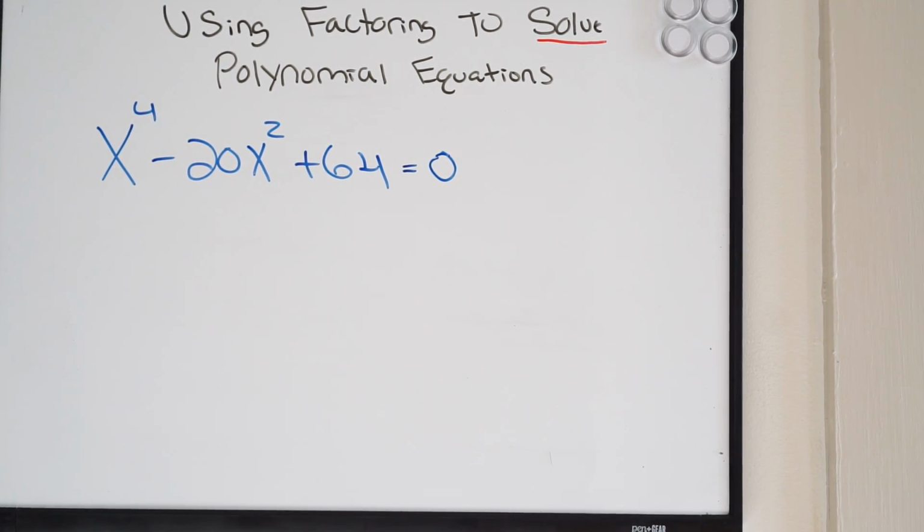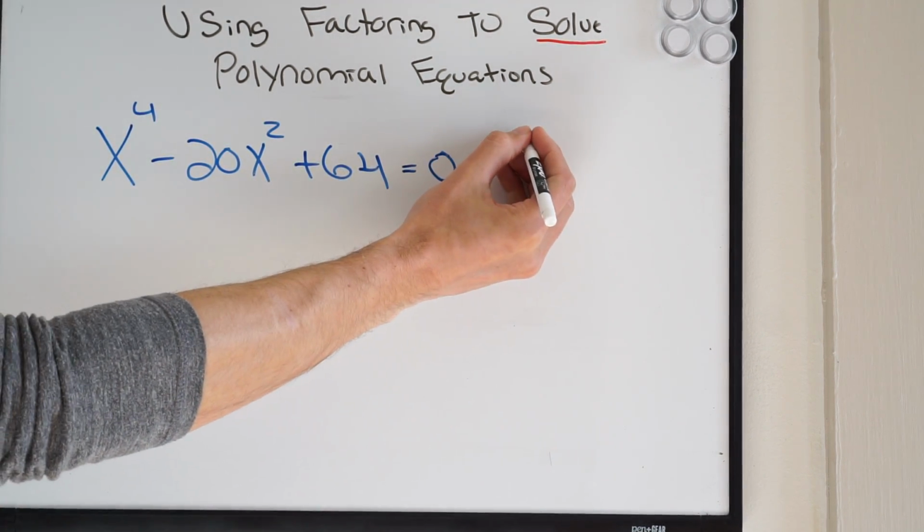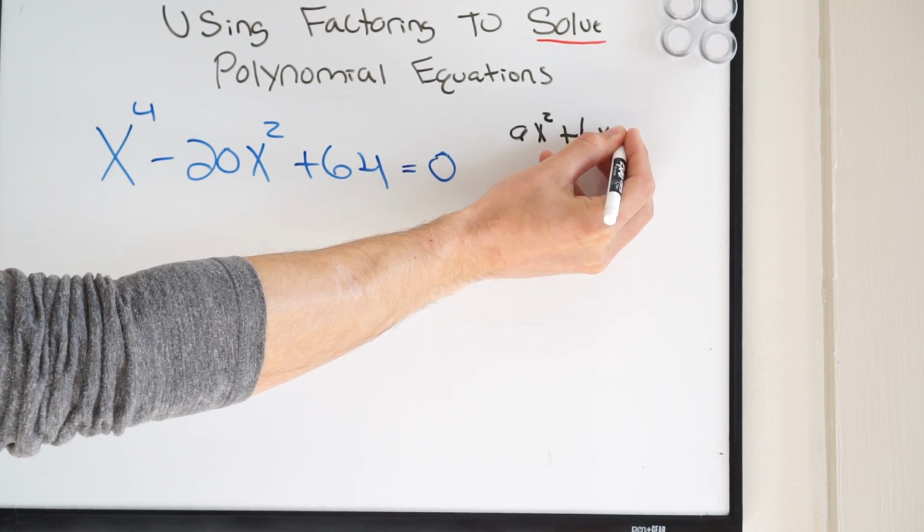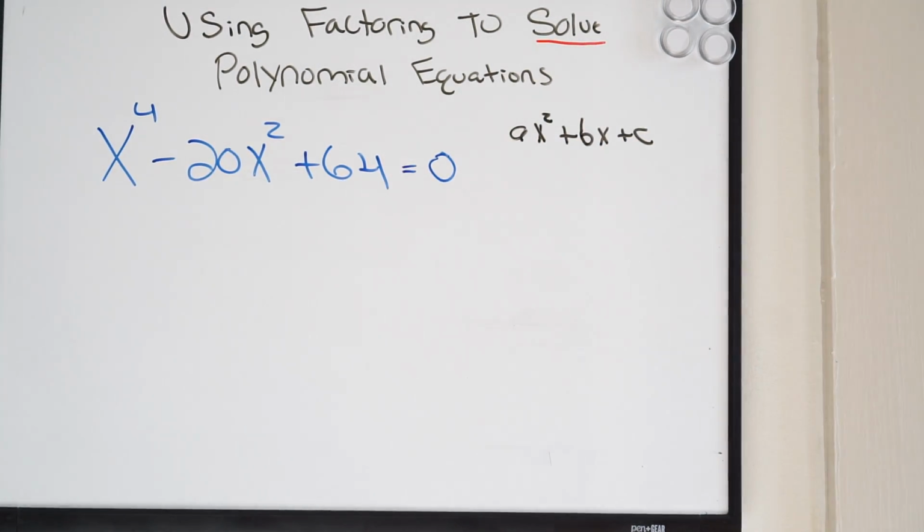All right? Well, if we look at this, we have a degree of 4 here. So how can we go about factoring this? We can't use the AC method because that's only for quadratics, and again, the equation of a quadratic is ax squared plus bx plus c. Well, in this problem, we can use a little trick here. We can rewrite this as a quadratic, allowing us to use the AC method.